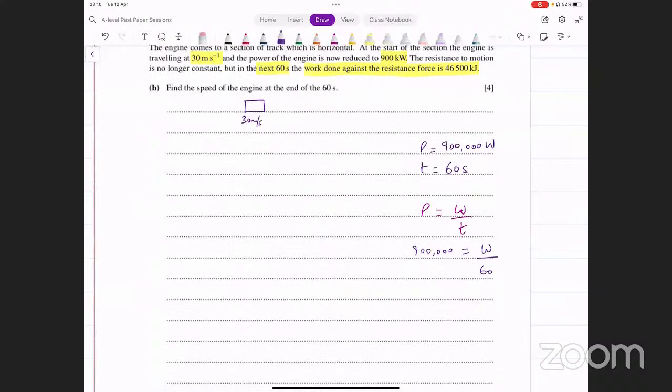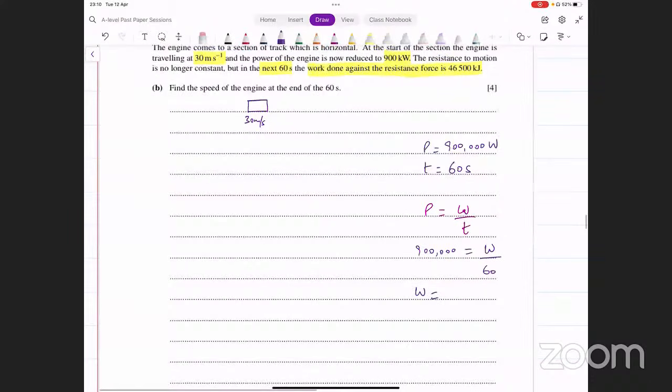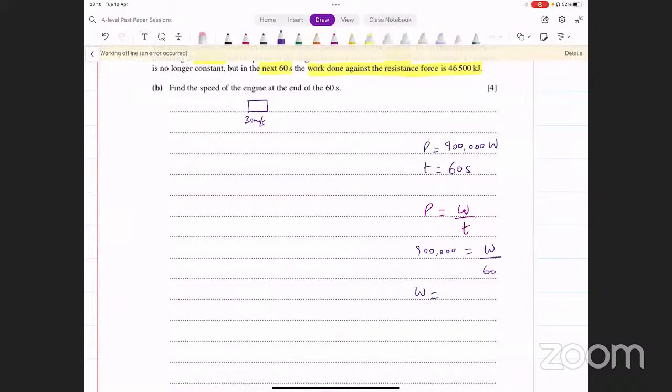अच्छा, इसको यूज करके हम क्या कर सकते हैं? We can find the work done. Work done क्या आ जाएगा? Can somebody tell me 900,000 into 60? What does this turn out to be? This is 54 million. ये हमारे पास आ गया work done by the driving force. ठीक है, zeros का ध्यान रखना है, यहाँ पे बहुत ही careless errors होते हैं इसके, so you have to be careful. This is 54 million.